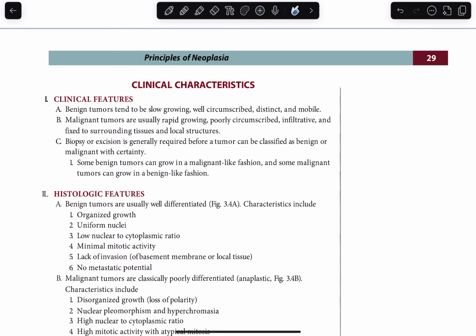Clinical features. Benign tumors tend to be slow-growing, well-circumscribed, distinct, and mobile. Malignant tumors are usually rapidly growing, poorly circumscribed, infiltrative, and fixed to surrounding tissues and local structures. Biopsy or excision is generally required before a tumor can be classified as benign or malignant with certainty. Some benign tumors can grow in a malignant-like fashion, and some malignant tumors can grow in a benign-like fashion.